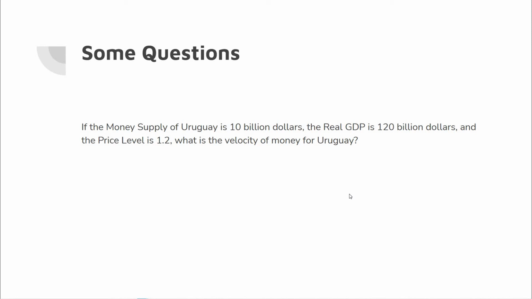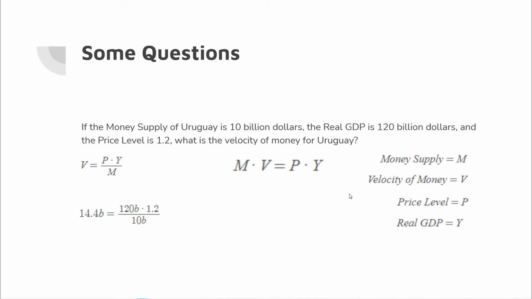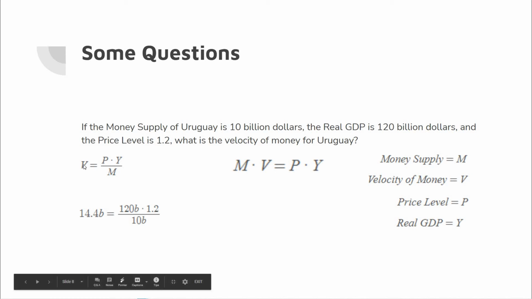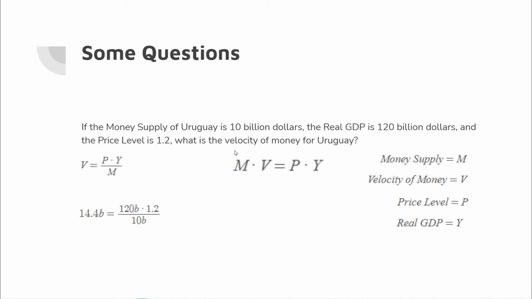So if the money supply of Uruguay is $10 billion, the real GDP is $120 billion, and the price level is 1.2, then what is the velocity of money for Uruguay? All we need to do is pull our quantity theory of money equation, and then we just need to substitute some values in and rearrange for the velocity of money. So we will simply divide by M, then we will get V on the other side, and then we just need to substitute our values in. We will put in 120 billion for real GDP, 1.2 for the price level, and 10 billion for the money supply, and we will solve, and the velocity of money for Uruguay will be 14.4.